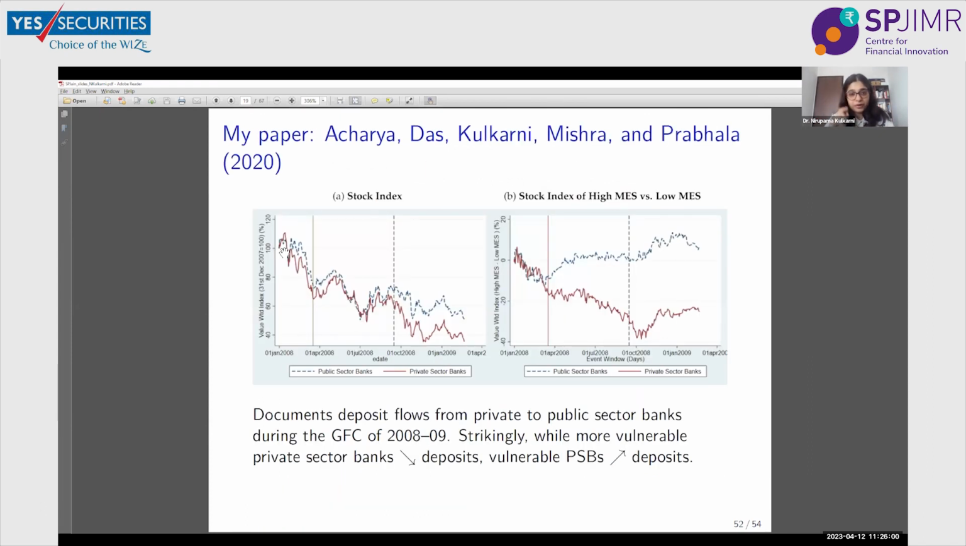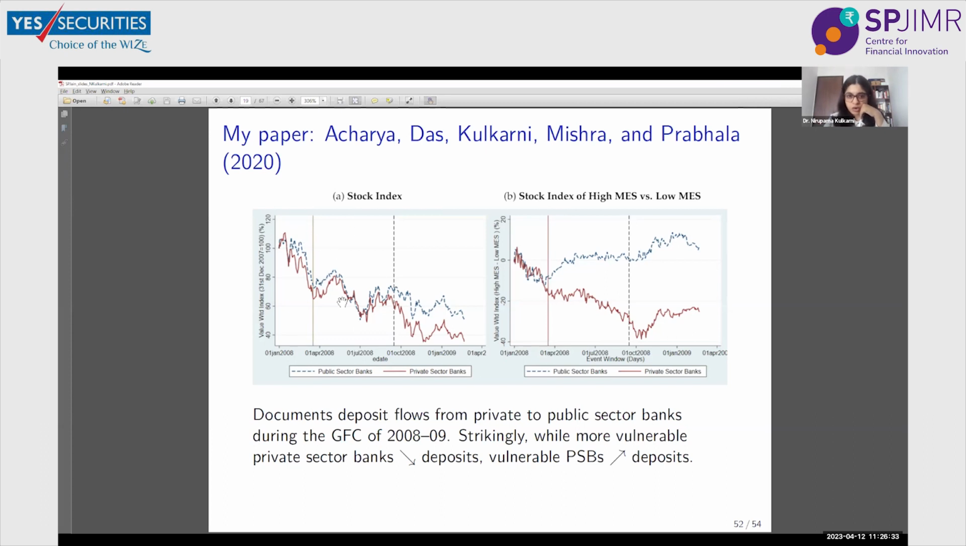So this is from one of my own papers, which will come up even later on when I'm talking about state-owned banks. The basic premise of this paper was that during the global financial crisis, public sector banks fared much better than private sector banks. And we actually find that this is more attributable to the flight of deposits, by panicked depositors, away from private sector banks to public sector banks.